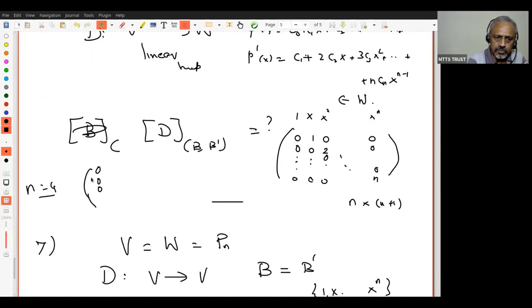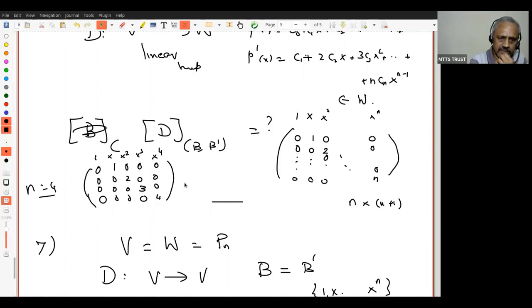Okay. This is a 4-dimensional space. Therefore, only 4 zeros. And next only 1, 0, 0, 0. Next one will be 0, 2, 0, 0. Next one will be 0, 0, 3. N equal to 4, right? Okay. I'm doing correctly. I get confused. Okay. So this is 1, this is x, this is x squared, this is x cubed. Then I have to do x power 4. X power 4 will be 0, 0, 0, 4. So this is the matrix. So this is a 4 cross 5 matrix.